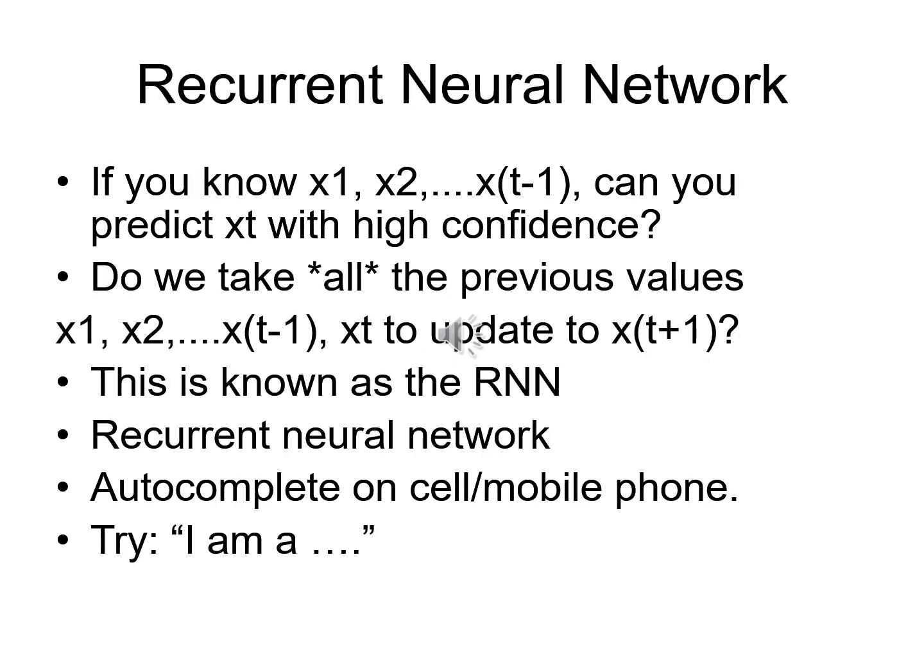And that's what all the models aimed to do. The idea again is to have x1, x2, xt minus 1, and you want to predict xt with some degree of confidence, with certain probability. Now, do we take all the x1, x2, xt minus 1 up to xt in order to update to xt plus 1? That's the key question. And when you do that, it is known as the recurrent neural network model. Recurrent in the sense that you take into account all of the previous observations in order to predict what the next observation is going to look like.